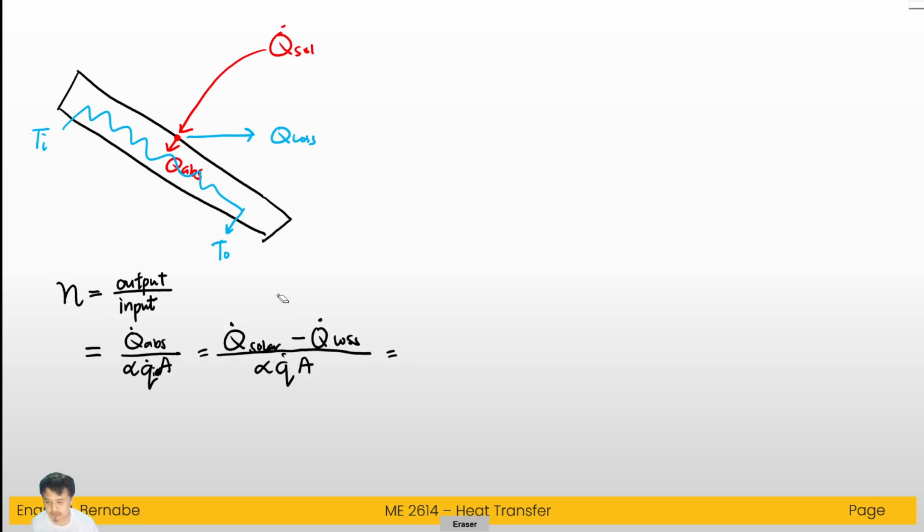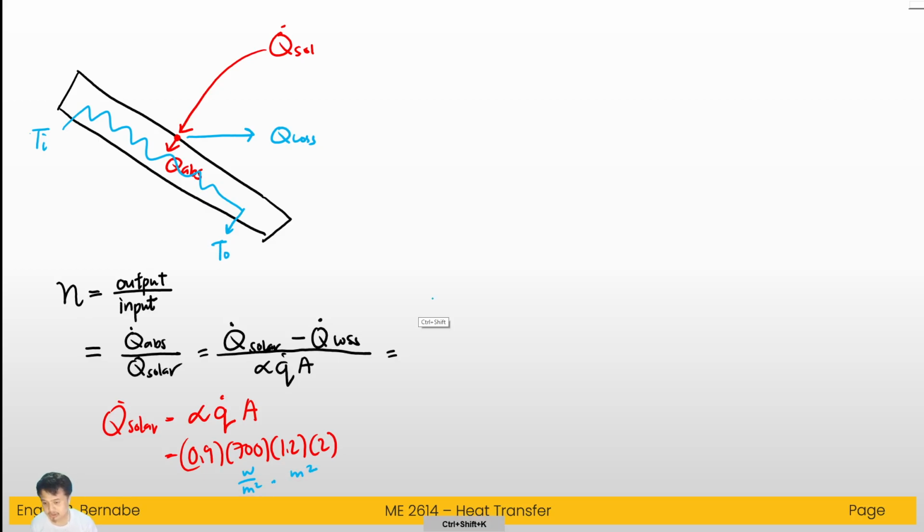So the Q solar, how do we find the Q solar? The Q solar is actually the same. These two are the same. Actually, I should write this as Q solar first, and then we can write this off. We know that Q solar is equal to the absorptivity, the heat flux, and then times the area. In this case, you have 0.9, and then you have 700, and the area is 1.2 times 2. If you check the units, this should be consistent. So we have watt per square meter, multiplied by square meter. So basically, it's just the same.